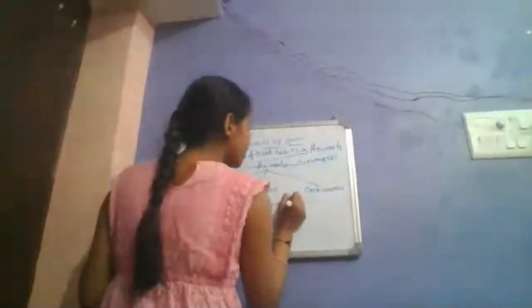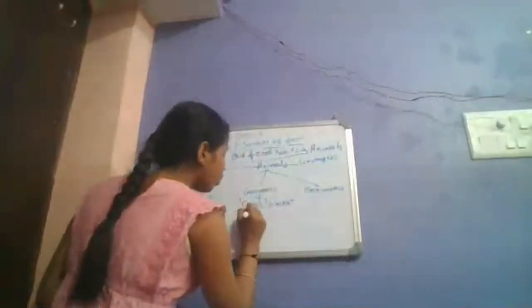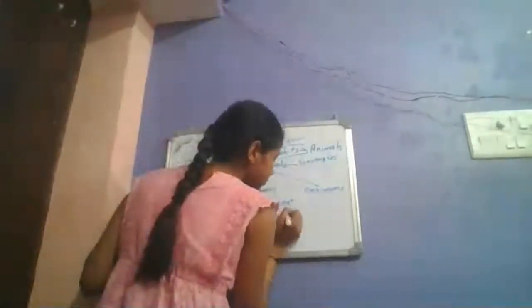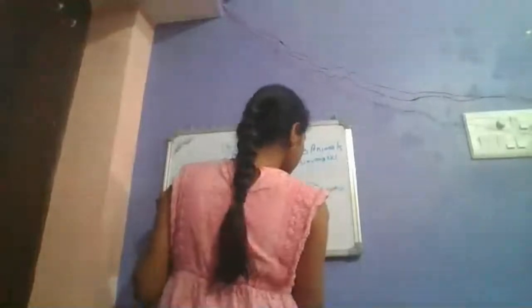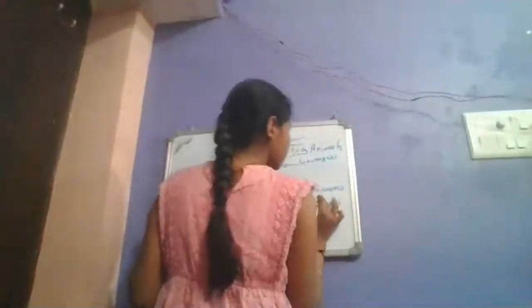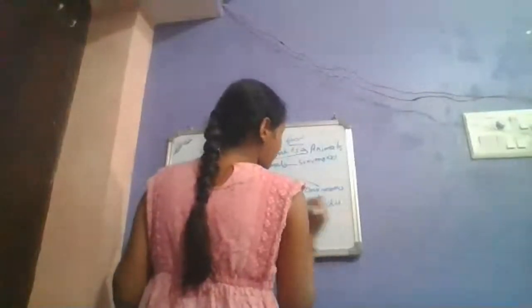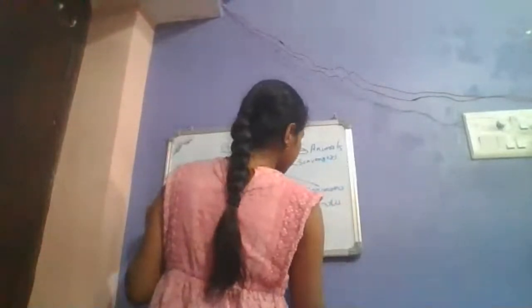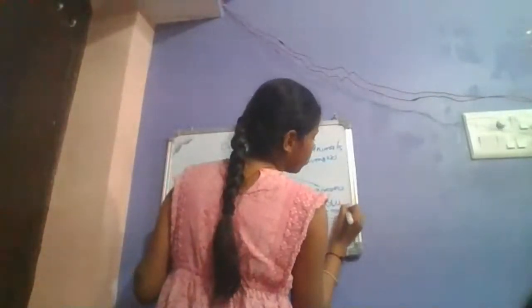Carnis means meat, and vorous again means eater. Omni means all, and vorous means eater. Okay, so these are all we have from the names.